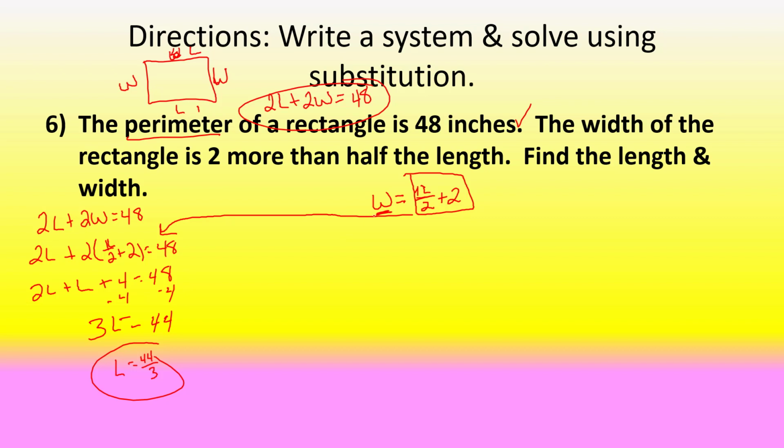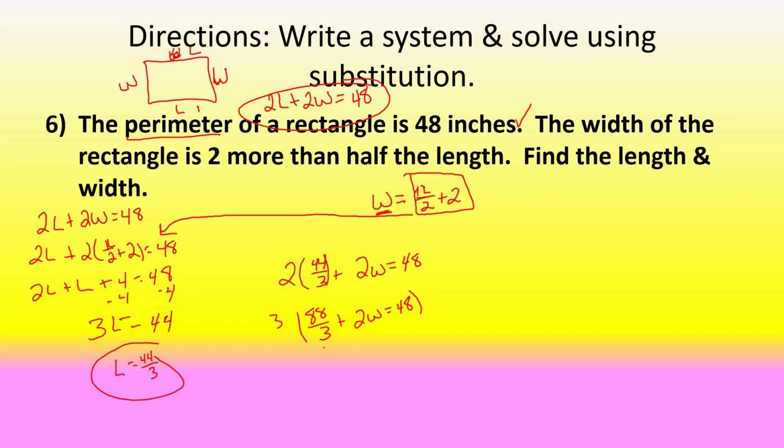All right, so we can plug this into either equation. Let's go ahead and use the one on the top. 2 times 44 over 3 plus 2W is equal to 48. That's going to give us 88 over 3. That's not going to be very friendly. Remember we talked earlier this week about clearing fractions? So let's go ahead and do that.